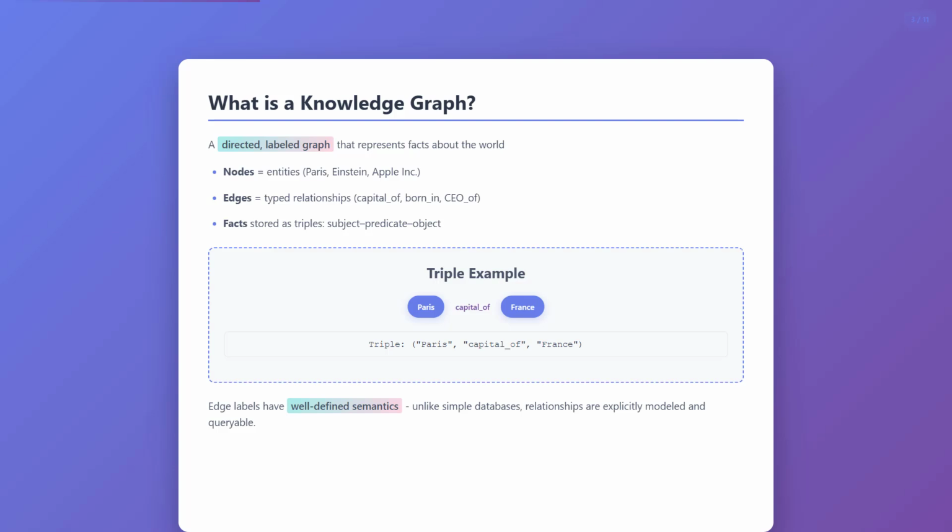The labeled part is crucial. These aren't just random connections. Each relationship type has well-defined semantics, meaning the graph knows what capital of means in a way that enables reasoning.